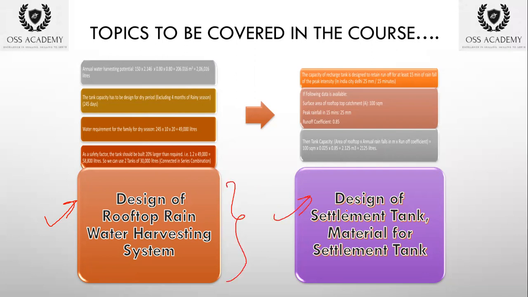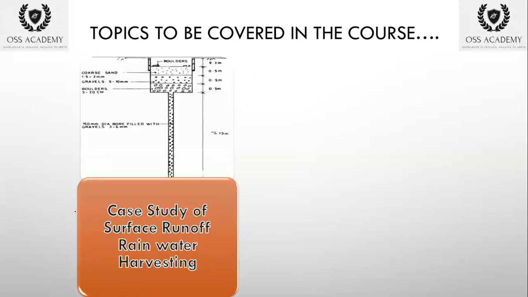Similarly, we'll also talk about the artificial recharge system for rooftop rainwater harvesting. To design the settlement tank, we'll see the various materials used for the settlement tank and the calculation for selecting the settlement tank in this particular case. We'll also talk about case studies of existing surface runoff rainwater harvesting systems which have been installed, like in New Delhi, and some other case studies also.